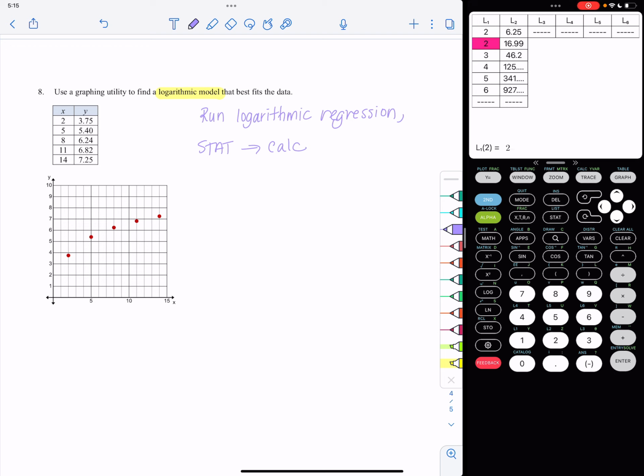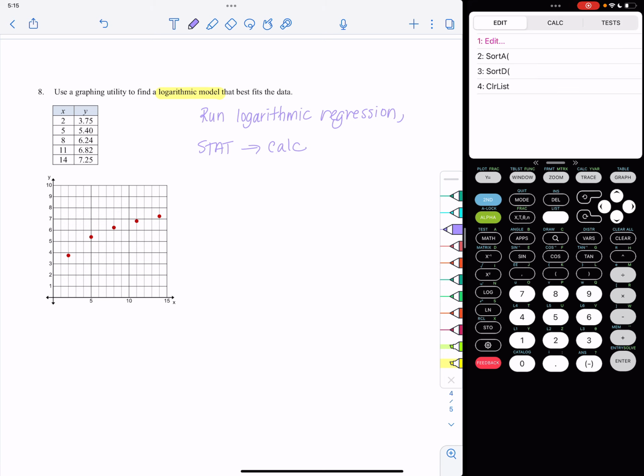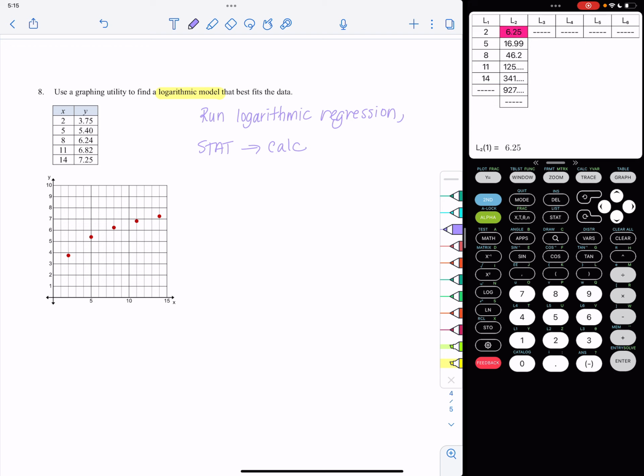So we have 2, 4, 5, 8, 11, 14, and then just press delete there. 3.75, and you can just go ahead and get these typed in. Okay, and then I always like to say second quit, and let's clear our home screen, and here we go.